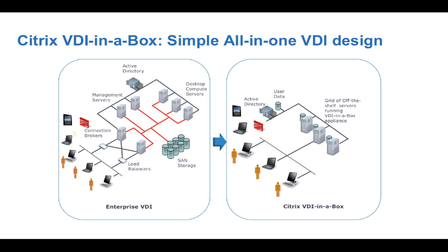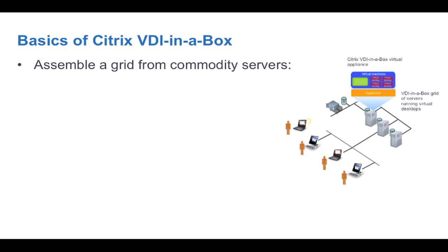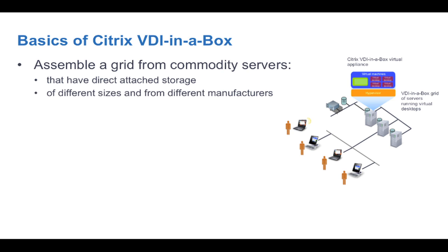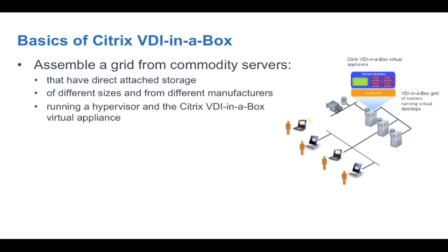So with VDI-in-a-box, you do not need load balancers, connection brokers, separate management servers, provisioning servers, an expensive shared storage pool, or specialized high-speed interconnects. To set up VDI-in-a-box, you can assemble a grid from off-the-shelf servers running your hypervisor of choice that have only local direct attached storage, and VDI-in-a-box dynamically provisions and manages virtual desktops across this grid. These machines can be of different sizes and from different manufacturers. All that is required is a hypervisor of your choice running on your bare metal server.